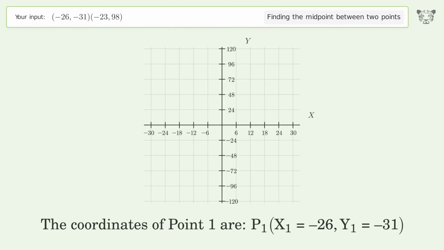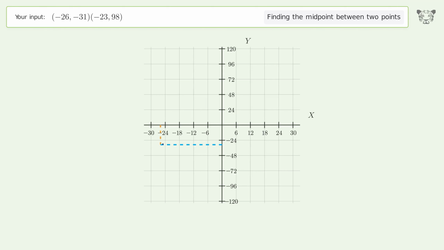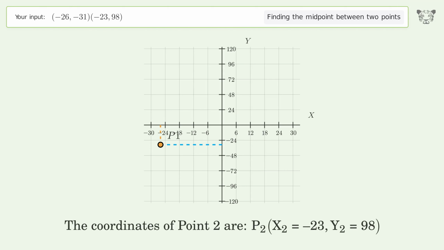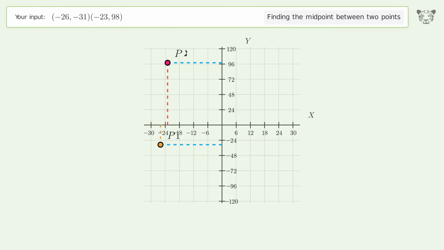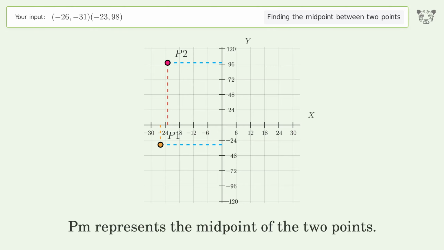The coordinates of point 1 are x1 equals negative 26, y1 equals negative 31. The coordinates of point 2 are x2 equals negative 23, y2 equals 98. PM represents the midpoint of the 2 points.